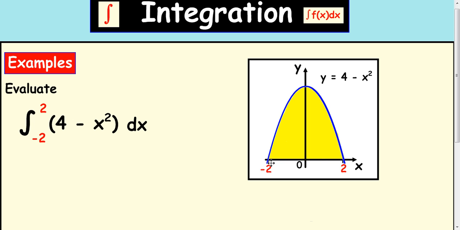It calculates that as a negative area, but when you subtract the 2, this ends up being subtracting a negative area, which becomes plus, so it ends up adding the 2 together. You'll see this when we do the calculation.